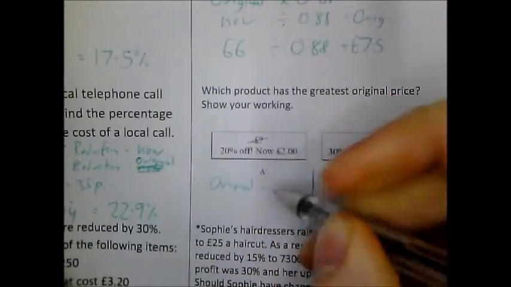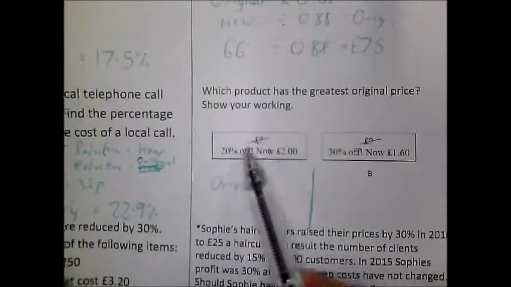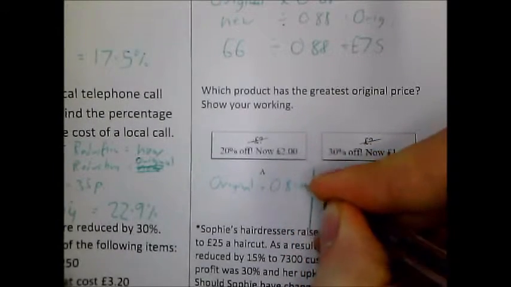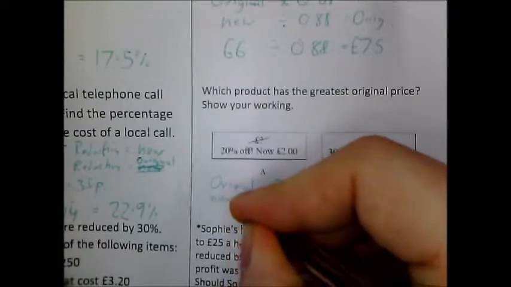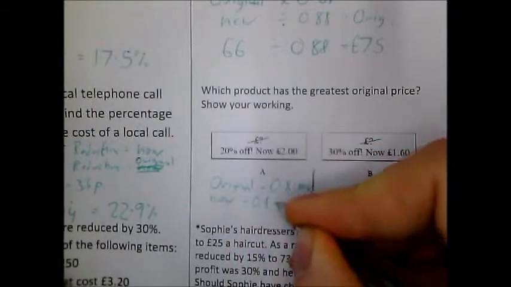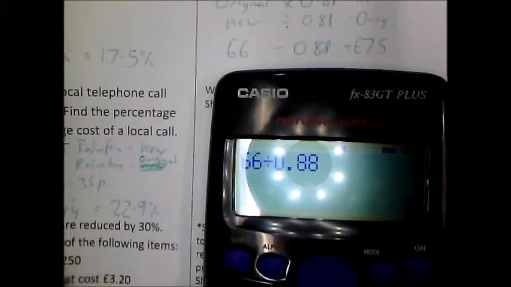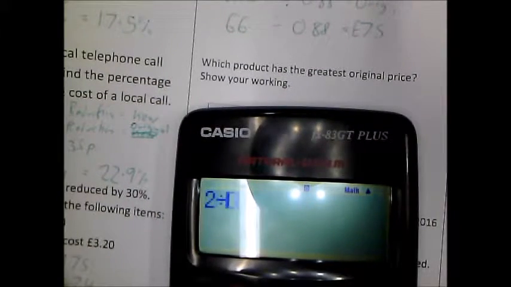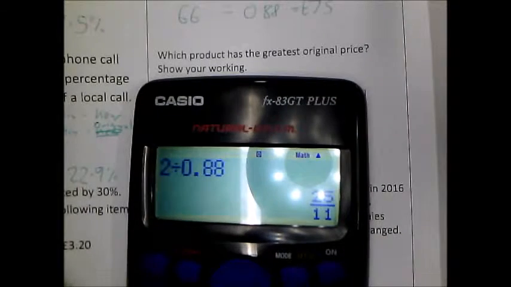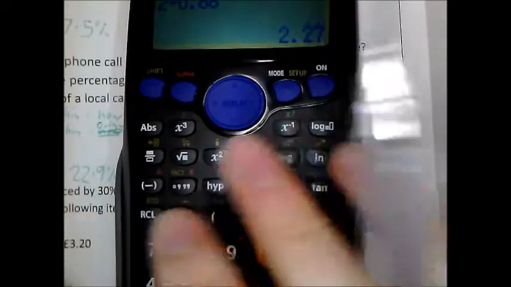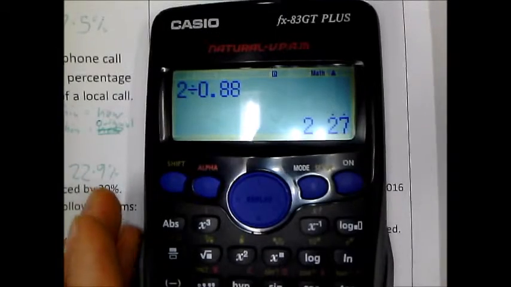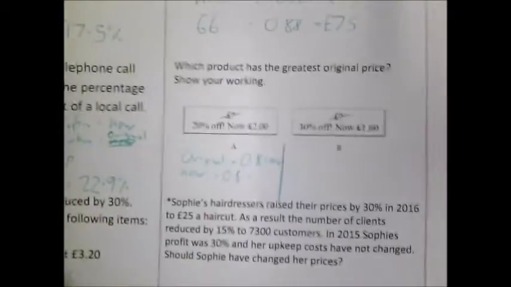Original multiplied by, if 20% was reduced from the original, then there'll be 80% left over, so 0.8 equals new, so new divided by 0.8 will give us, so £2 divided by 0.8. Okay, it gives me this number, so just press the SD button down here. 2.27, and again it's going to be money, so it doesn't matter, this is a recurring decimal. £2.27.